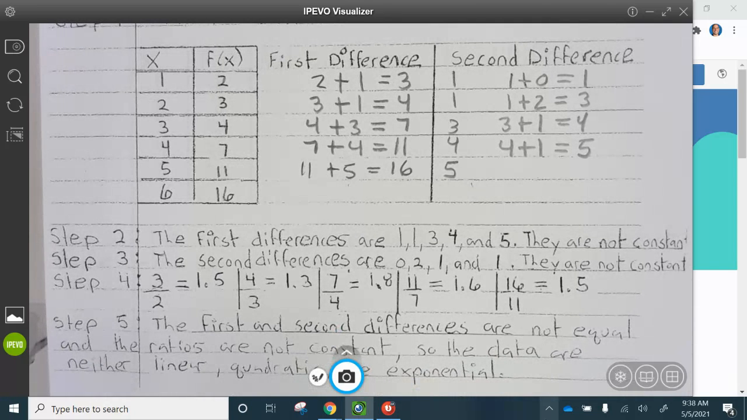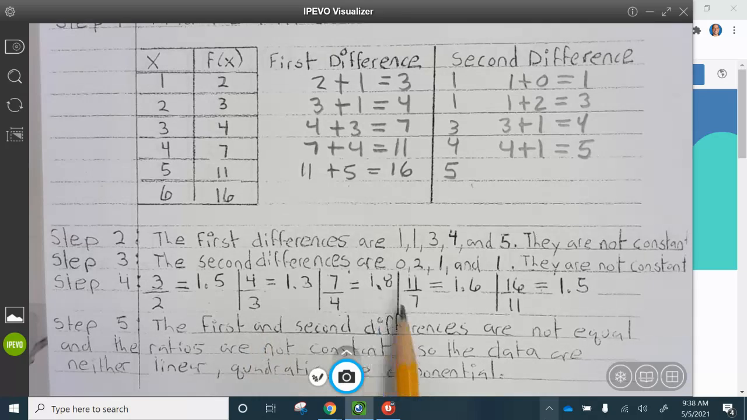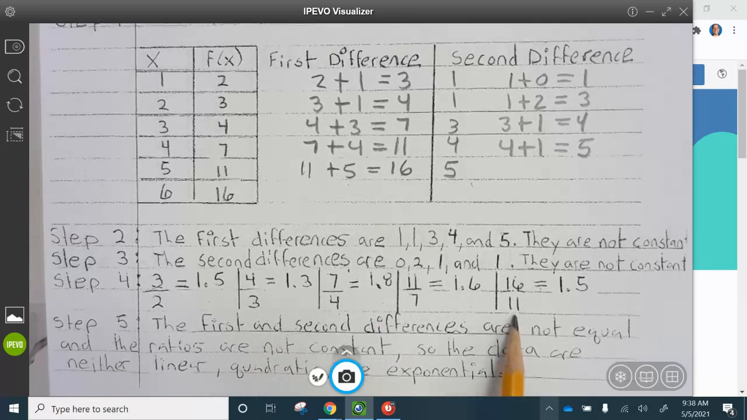So step 2, the first differences are 1, 1, 3, 4, and 5. They are not constant. Step 3, the second differences are 0, 2, 1, and 1. They are not constant. Step 4, the ratios. 3 divided by 2 is 1.5. 4 divided by 3 is 1.3. 7 divided by 4 is 1.8. 11 divided by 7 is 1.6. And 16 divided by 11 is 1.5.